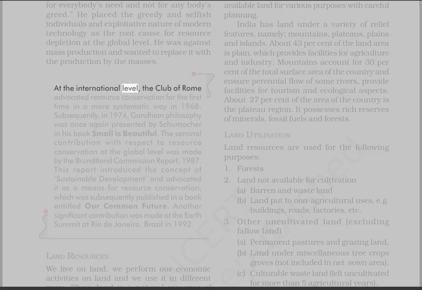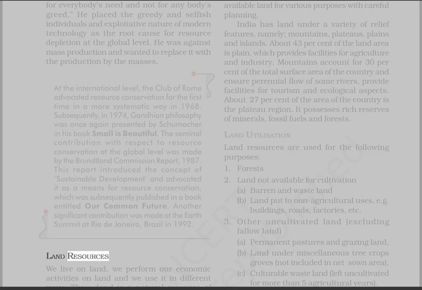At the international level, the Club of Rome advocated resource conservation for the first time in a more systematic way in 1968. Subsequently, in 1974, Gandhian philosophy was once again presented by Schumacher in his book Small is Beautiful. The seminal contribution with respect to resource conservation at the global level was made by the Brundtland Commission Report, 1987. This report introduced the concept of sustainable development and advocated it as a means for resource conservation, which was subsequently published in a book entitled Our Common Future. Another significant contribution was made at the Earth Summit at Rio de Janeiro, Brazil in 1992.